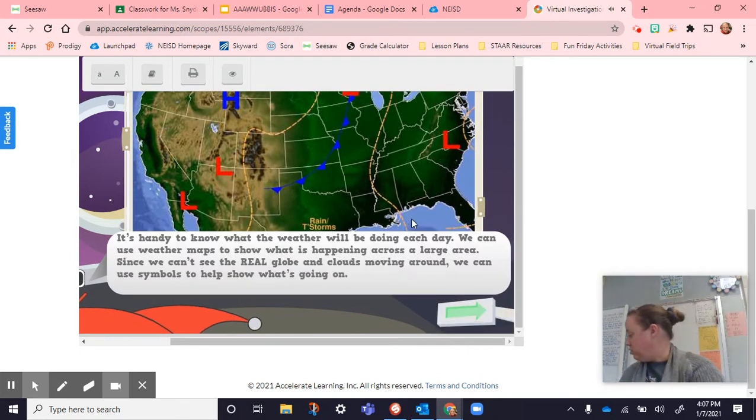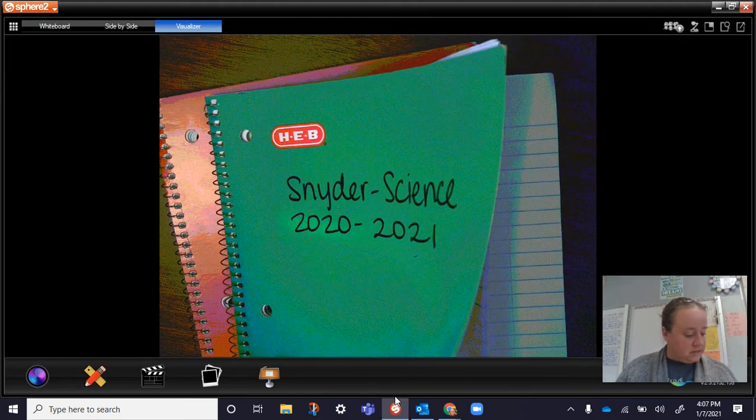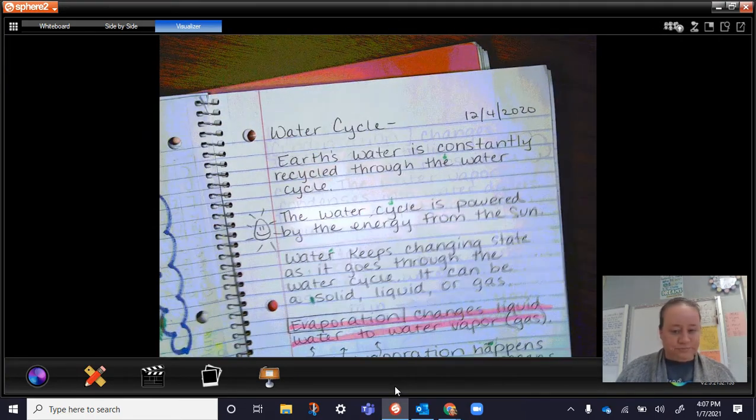So we took some notes on the weather map here. It says it's handy to know what the weather will be doing each day. We can use weather maps to show what's happening across a large area. Since we can't see the real globe and clouds moving around, we can use symbols to show us what's going on.